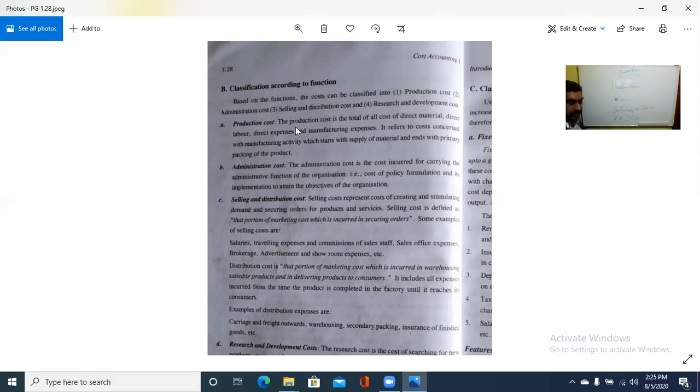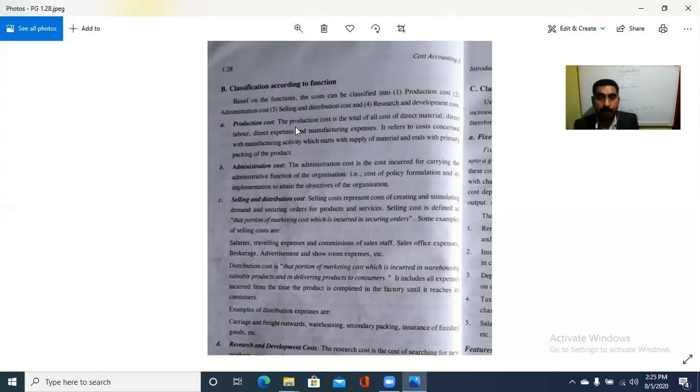So these are the classification with regard to what? According to the function. So classification according to the function. Based on the production function, that is production cost. Based on the administrative function, that is administration cost. Based on the selling and distribution function, that is selling and distribution cost. And based on research and development, the cost incurred, that is research and development cost. So in detail, we are going to see this.